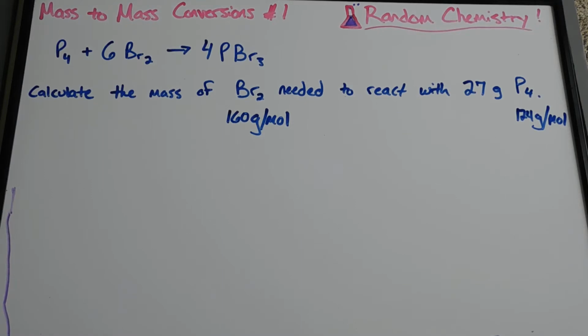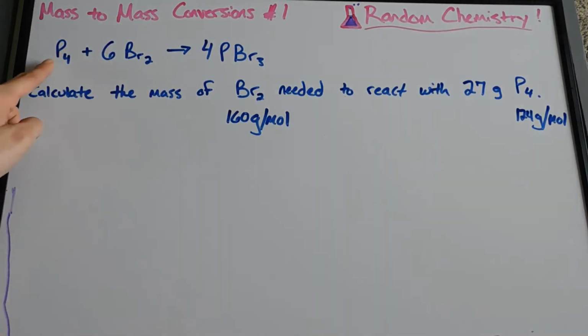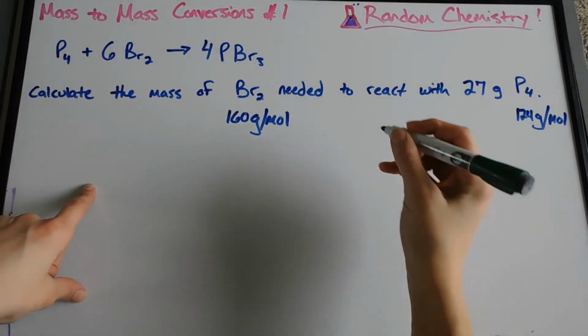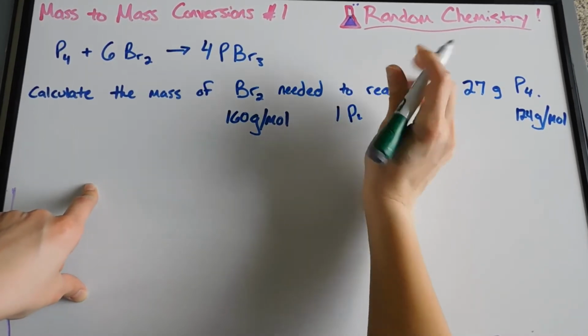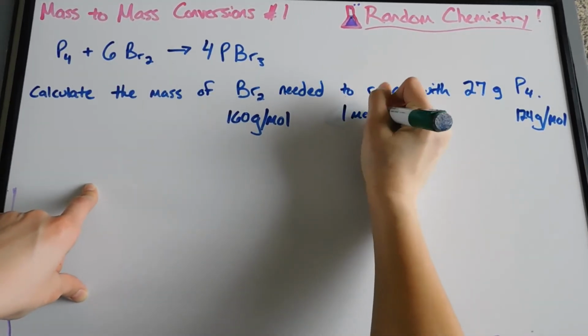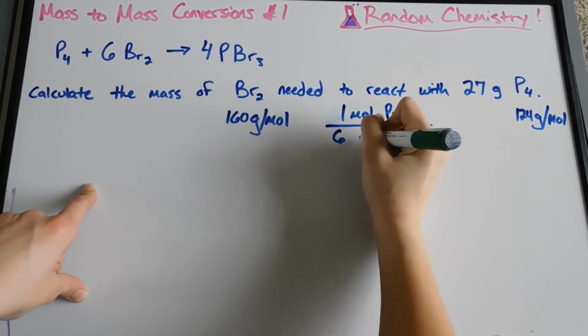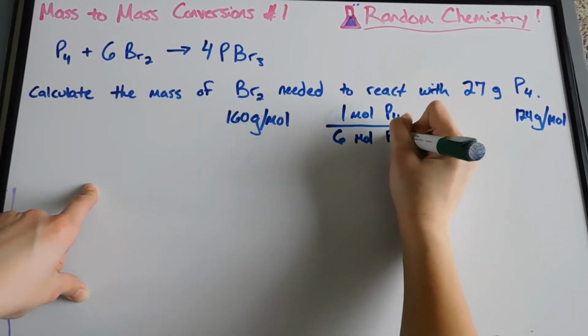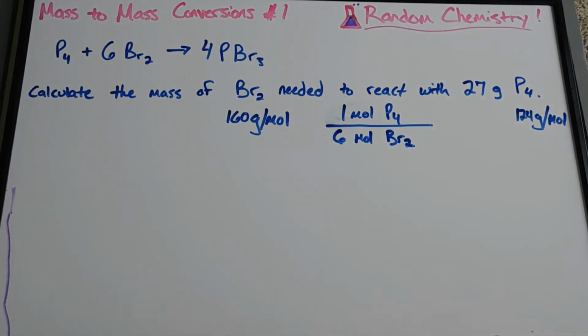Now that we have our molar masses, we need to find our molar ratio. And we need the molar ratio between Br2 and P4, which is 1 and 6. So I'm going to go ahead and write this as a conversion factor. So 1 mole of P4 for every 6 moles of Br2. Now that we have what we need, we can go ahead and get started on this equation.